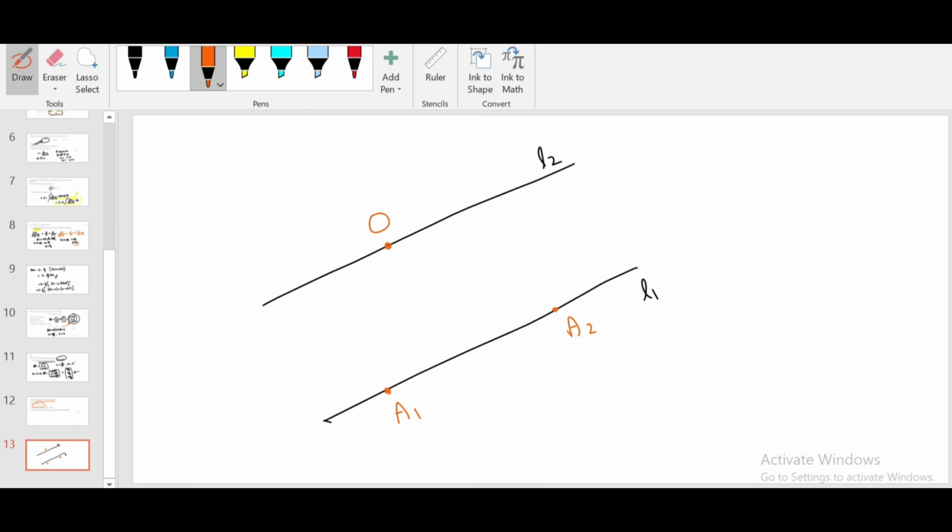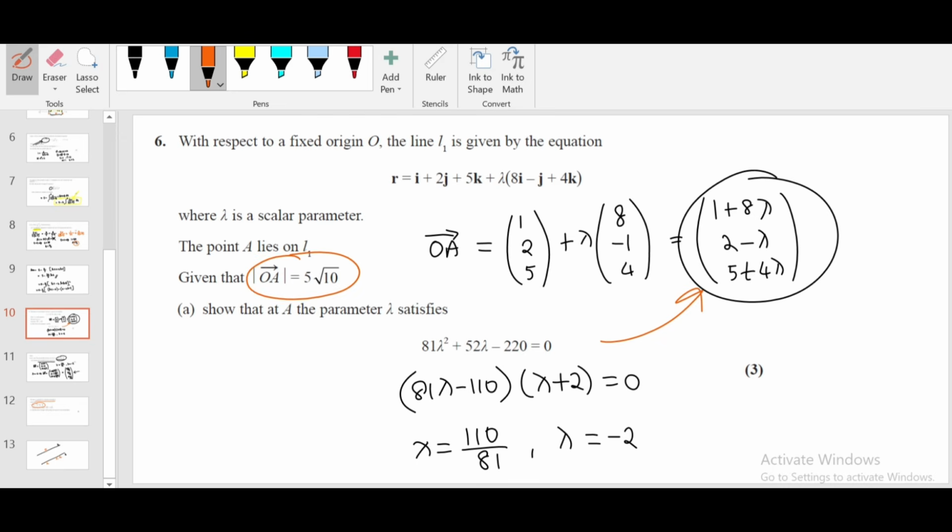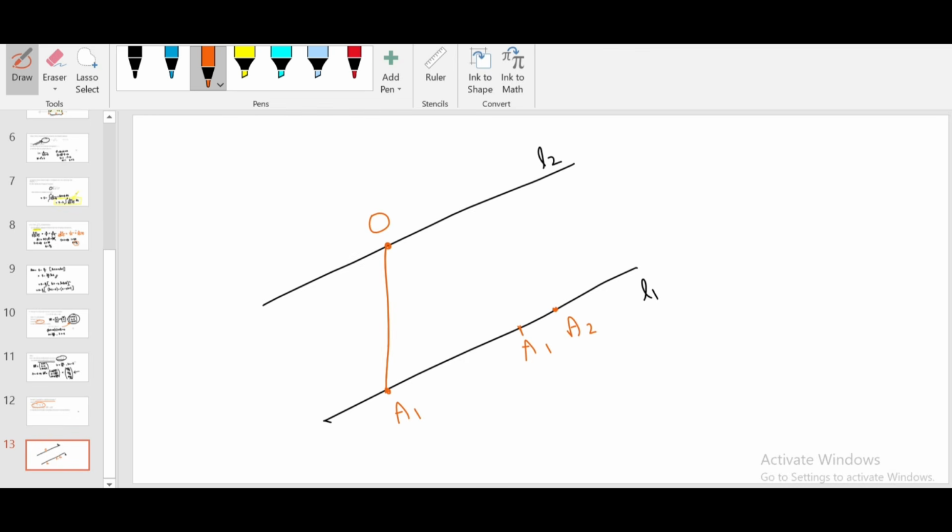You might be thinking, why not A1 can be here, right? It's not possible because in the previous sum it's given the OA is 5 root 10. In order for this length to be the same, it has to be an isosceles triangle. So A1, A2, the two possible positions of the vector A should be on both sides of O, right? So we have A1 and A2.